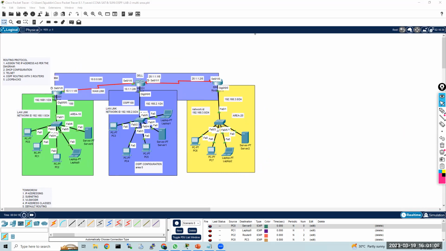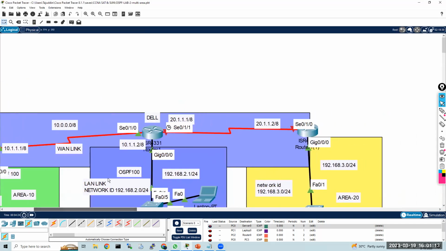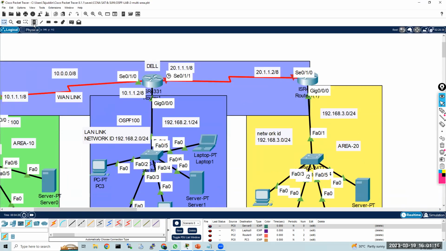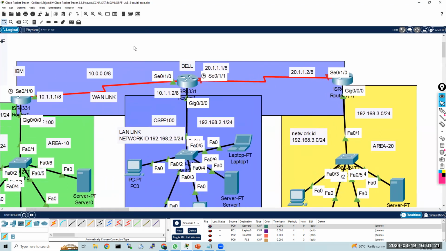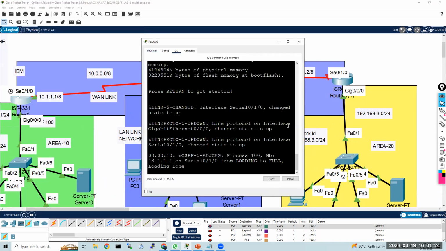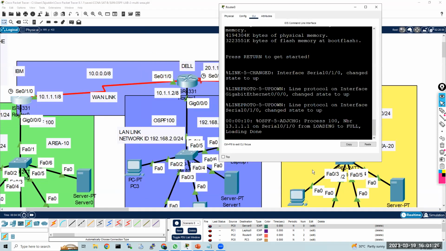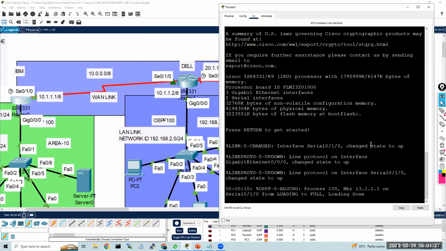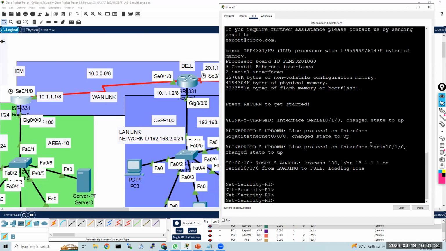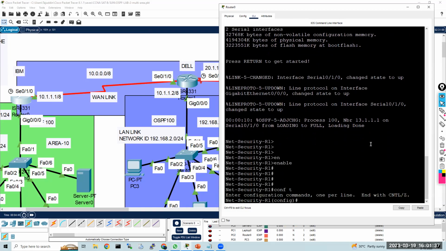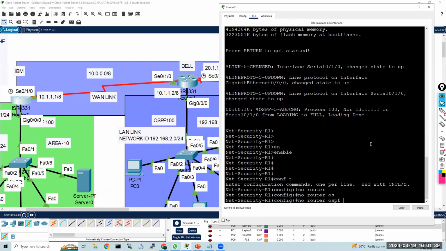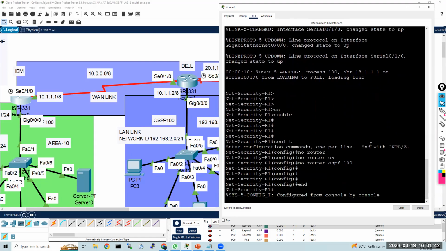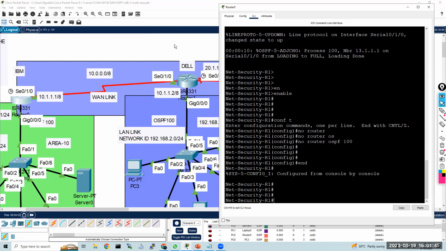Okay, so let me make it big. Okay, let's open now. Now I'm going to start the lab, guys. OSPF multi-area configurations. Right now, previously we configured OSPF itself. Let's remove that. No router OSPF 100. Same thing this side.